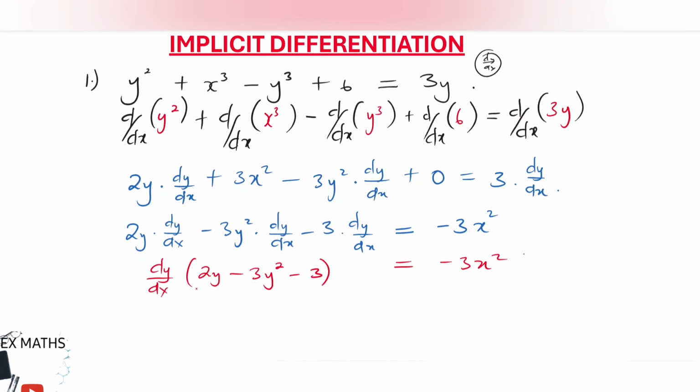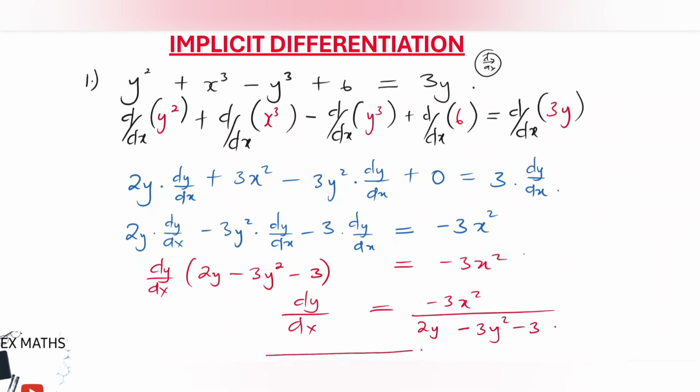Then we divide by this expression, 2y minus 3y squared minus 3. So we'll be left with our dy dx as minus 3x squared all over 2y minus 3y squared minus 3. That's our answer.